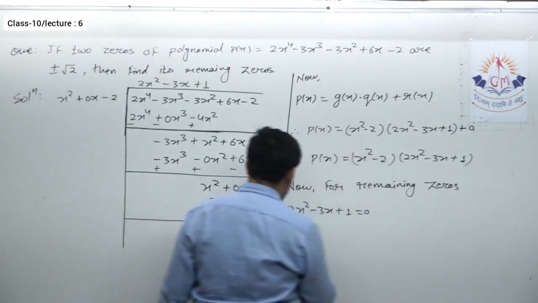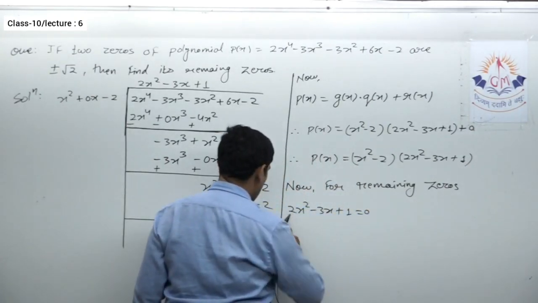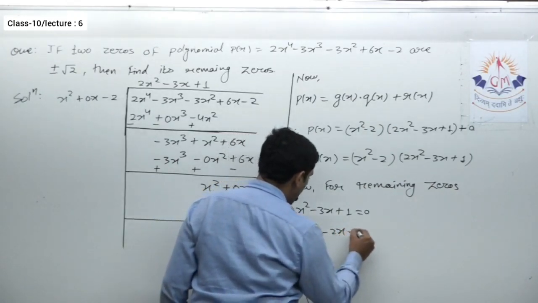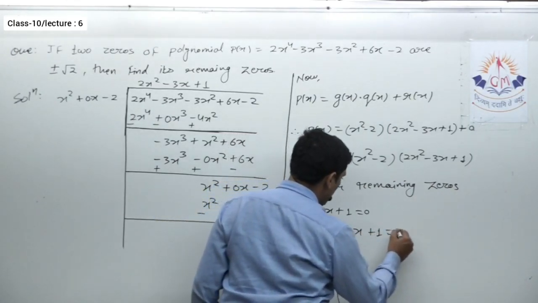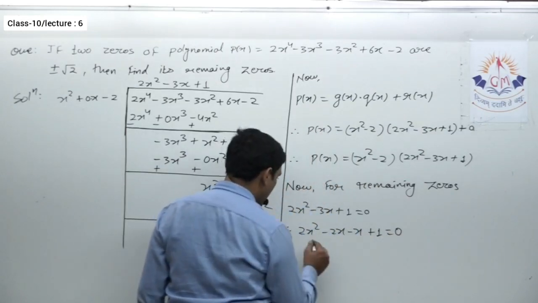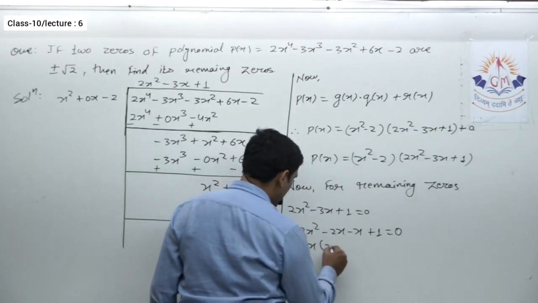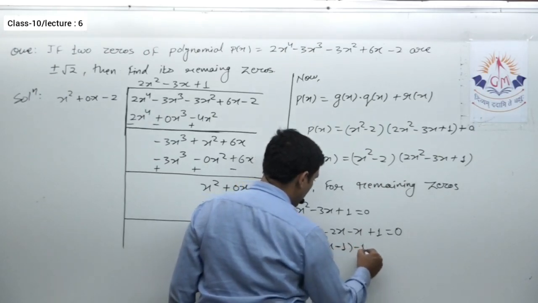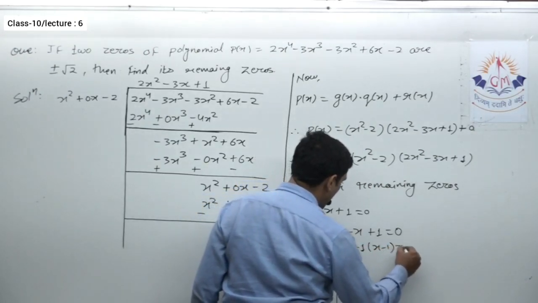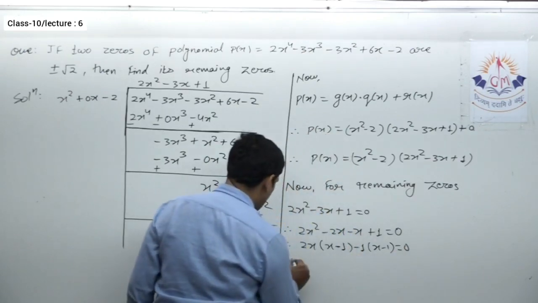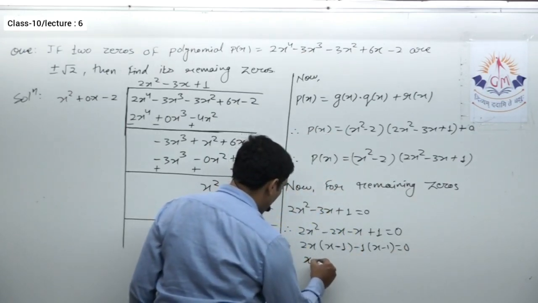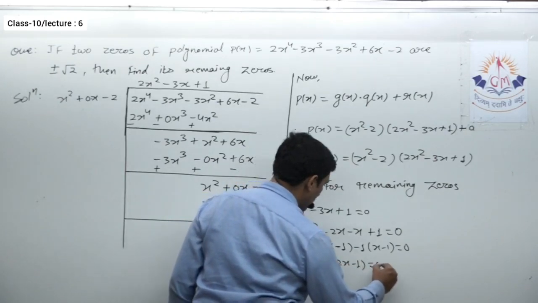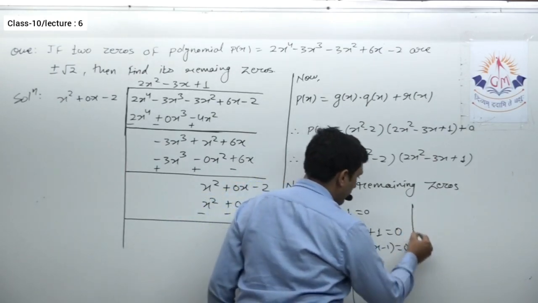Okay, so here, therefore 2x² − 2x − x + 1 equal to 0. From here I can take 2x common, and (x − 1) common, so (x − 1) equal to 0. So here I can say (x − 1)(2x − 1) equal to 0.